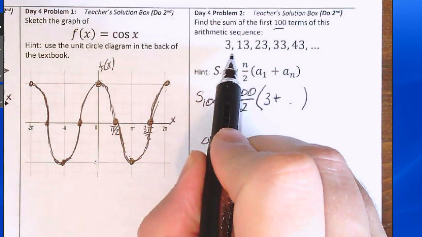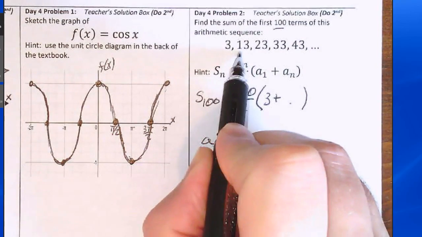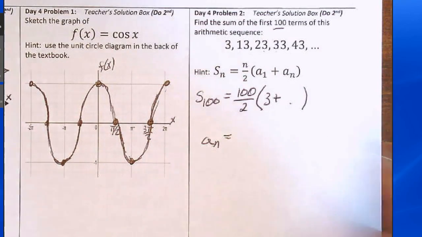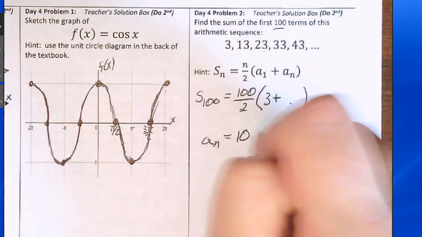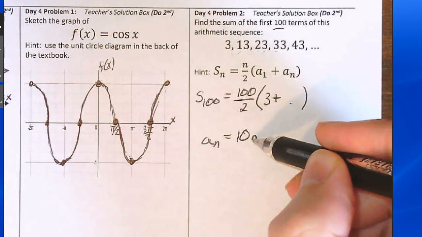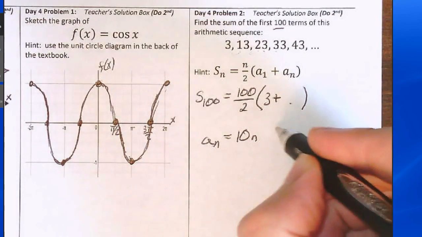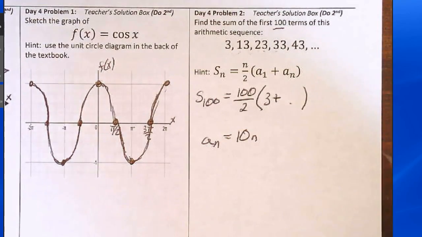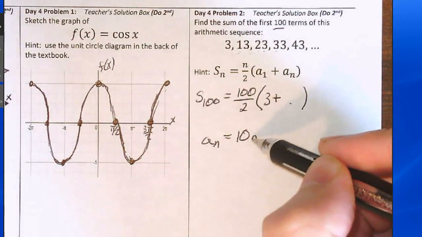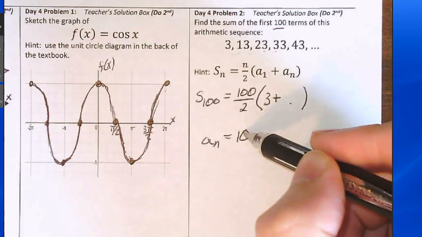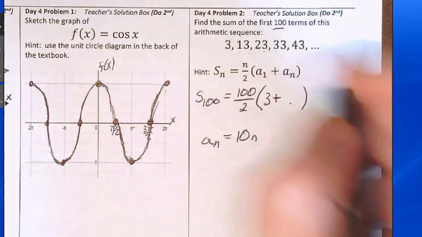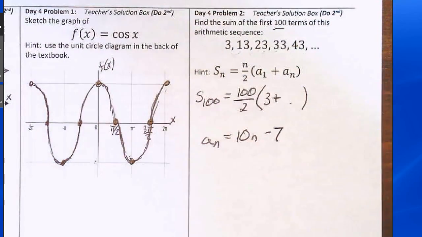What's the common difference between terms? It's 10. You add 10 every time. The rate of change is 10. And so we can go 10 times n, where n represents which term we're interested in finding. And then there might need to be an adjustment on the end. Let's figure out if we need to have an adjustment. For the first term, we would use 1 for n. 10 times 1 is 10. But the first term isn't actually 10, it's only 3. We would have to subtract 7 to compensate.